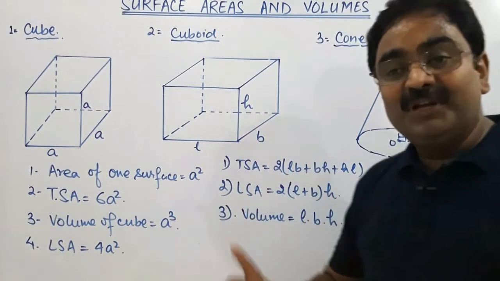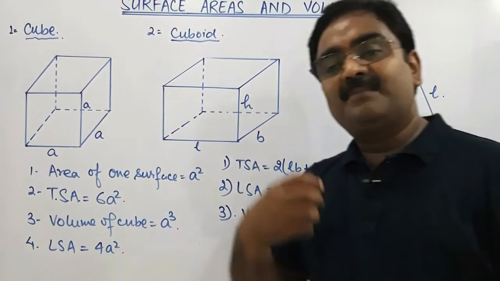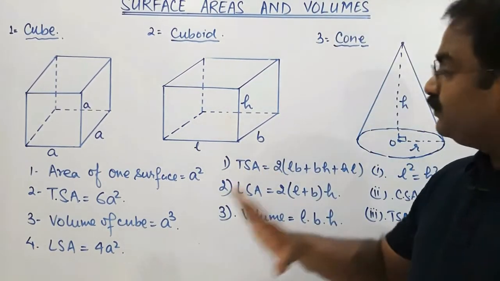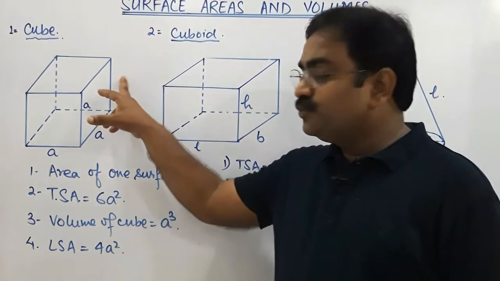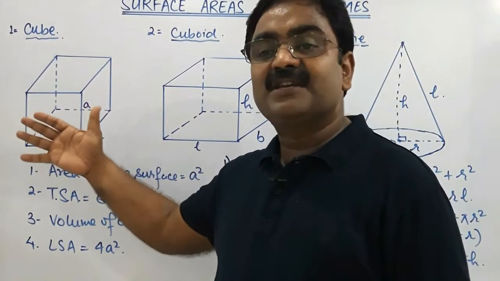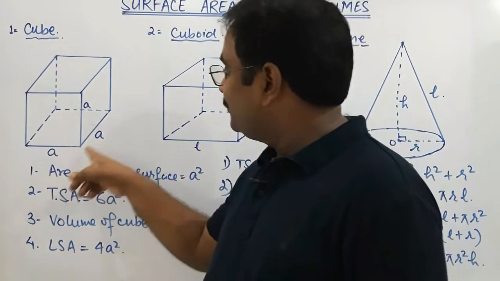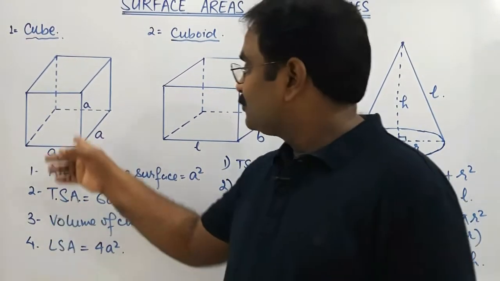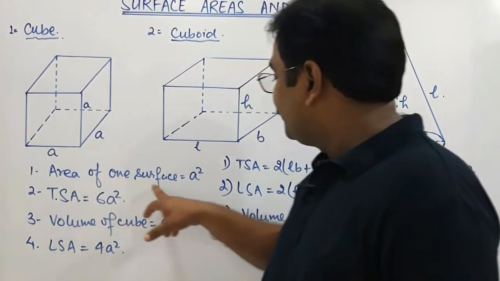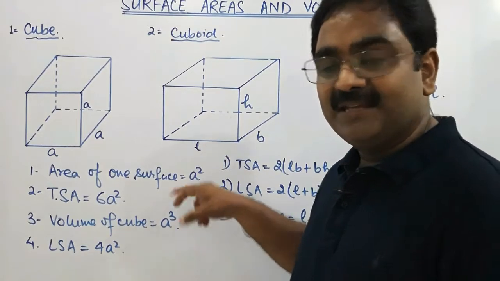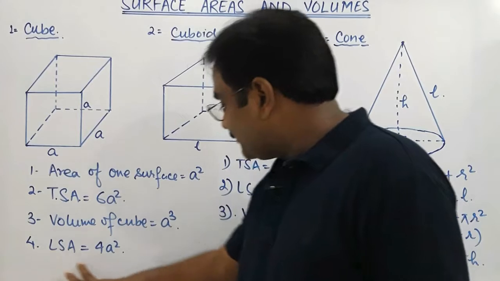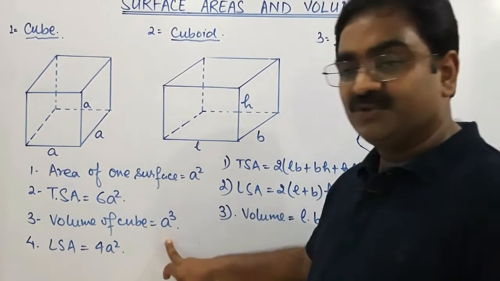Here I am only revising; you can self-revise those formulas. But in the introduction it was important to tell you. So cube, as you know, every surface of the cube is the shape of a square. So the side of the cube is A. So one face of the cube becomes a square. So area of one surface is equal to A square. So total surface area is 6A square, lateral surface area is 4A square, and volume is A cube.